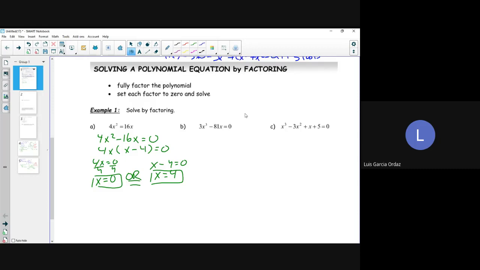The next one, we have 3x cubed minus 81x is equal to 0. We don't have to move anything over because the right side is already equal to 0. But what can we factor out first before we can solve for our zeros? 3x. So we get x squared minus 27 is equal to 0. What would our roots be? Okay, so we get 3x is equal to 0, we get x is equal to 0, or what else do we do?